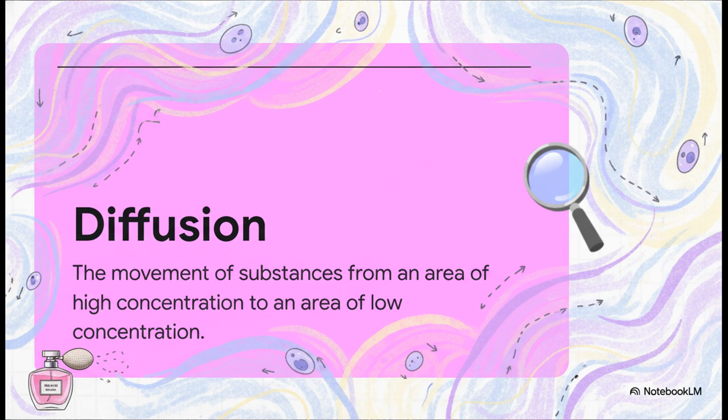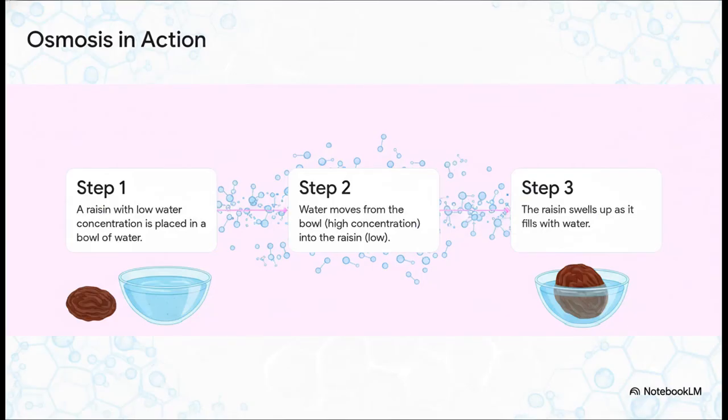Things naturally want to spread out from where they're crowded to where there's more space. Think about it. You spray perfume in one corner of a room and a few minutes later you can smell it everywhere. That's diffusion in action. Now, osmosis is basically just a special type of diffusion, but it's specifically for water. And this raisin example is the perfect way to see it happen.